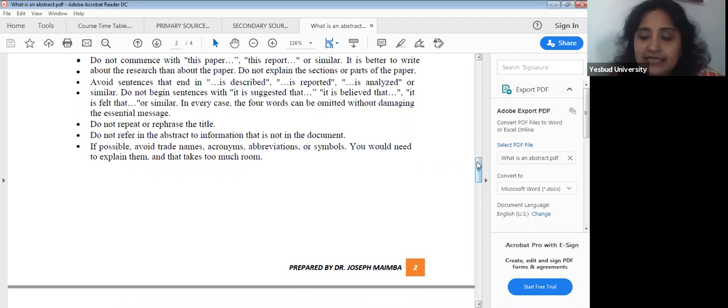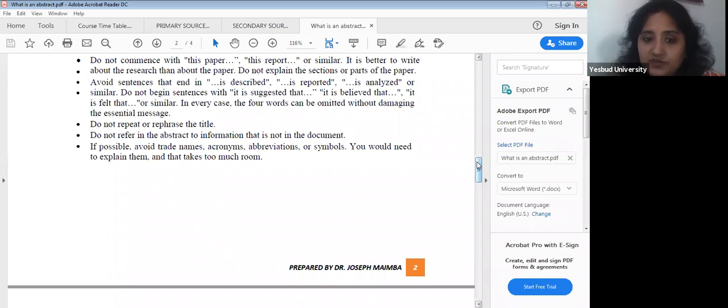Then avoid sentences that end in "is described", "is reported", or "is analyzed", and similar words. Do not begin sentences with "it is suggested that" or "it is believed that", because no one can suggest your thoughts, and no one can believe in your thoughts. You have to be proofful with your logic and your proofs about your views. "It is well known that" or similar: in every case, these words can be omitted without damaging the essential message. Do not repeat or rephrase the title.